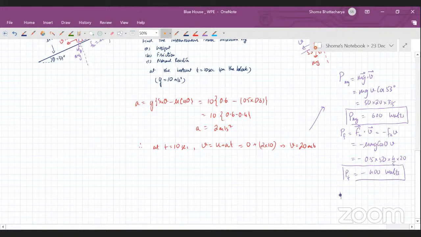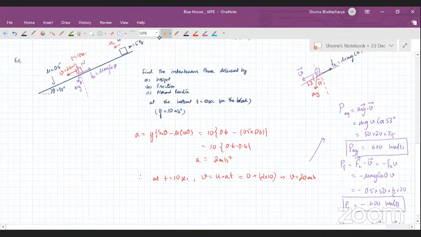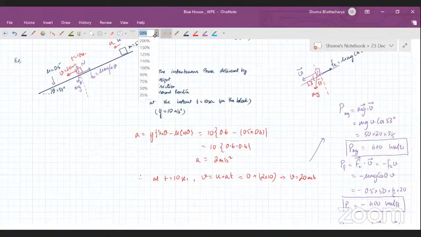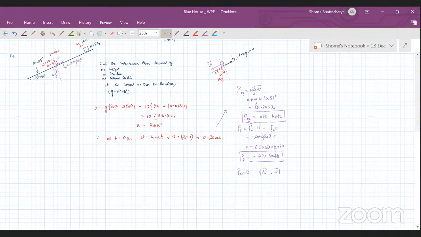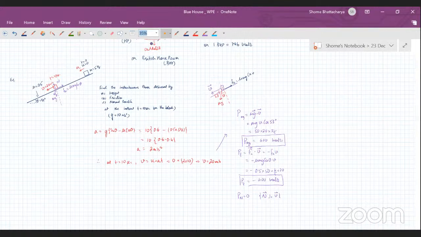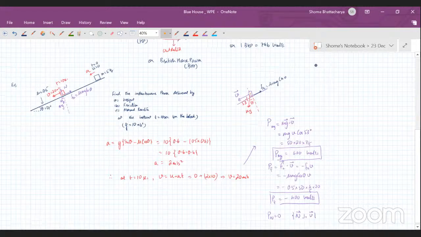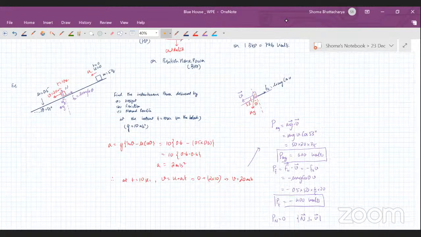And instantaneous power delivered by normal reaction, you can see is 0 because N is perpendicular to the instantaneous velocity. So this becomes the final answer. Just make a note of this, people.